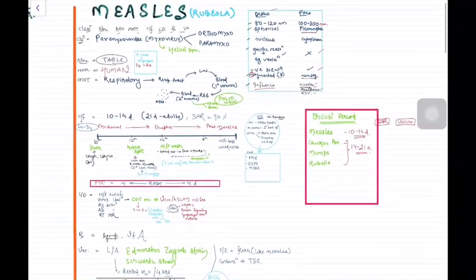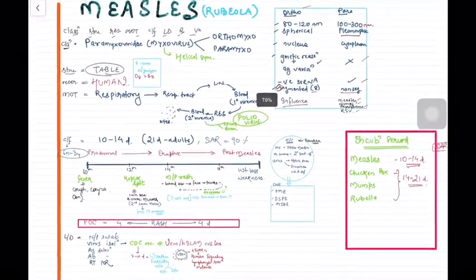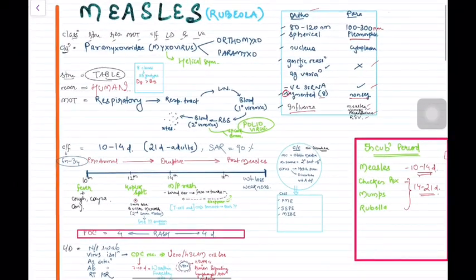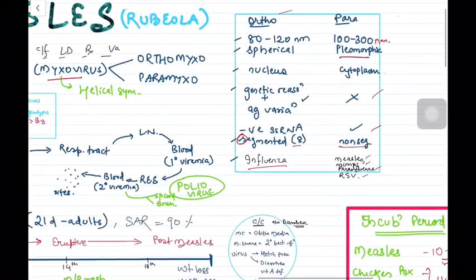So starting right away, the measles virus. Let us proceed in the same manner. First, the classification. It comes under Paramyxoviridae, which is under Myxoviridae. Now Myxoviridae can be orthomyxo and paramyxo. So let us know the difference between the two.